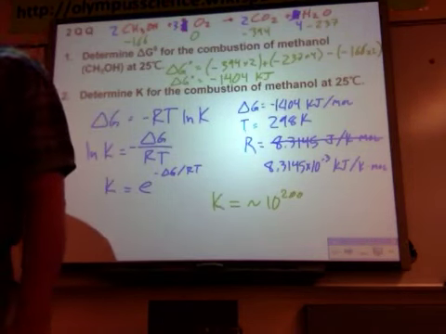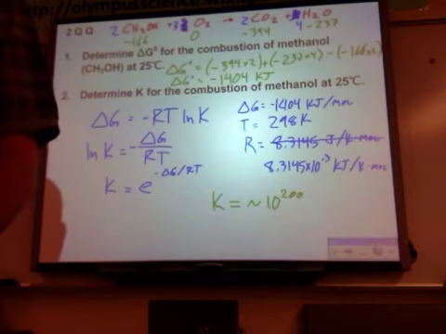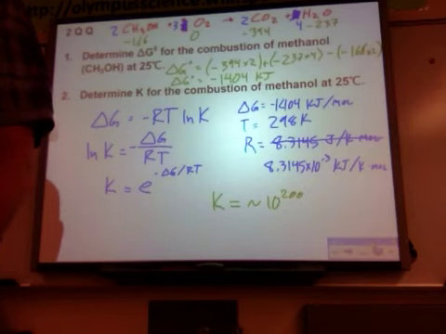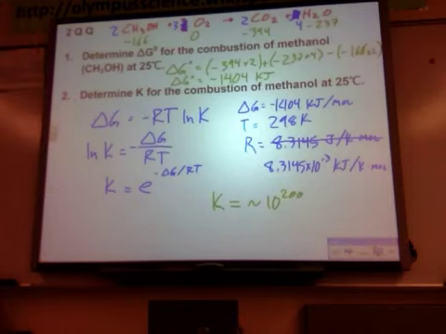So that kind of brings up the idea, does an equilibrium constant for a reaction that we know goes to completion make a lot of sense? Probably not a great deal. It's okay. All right.